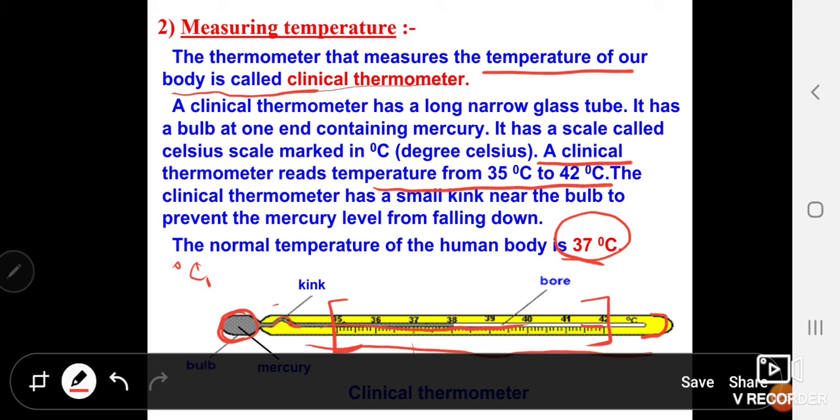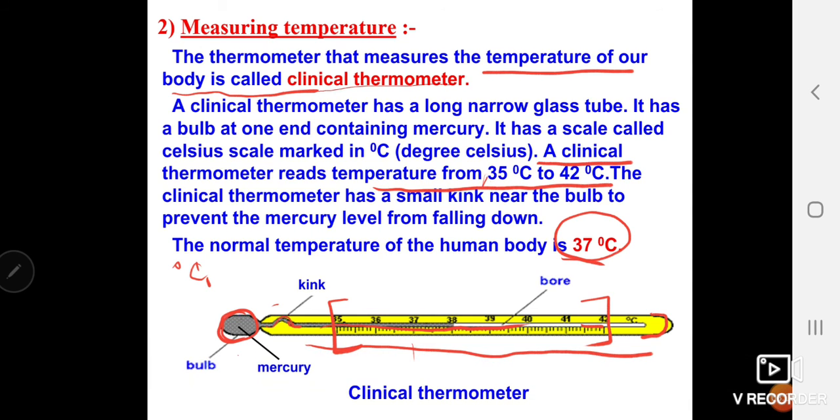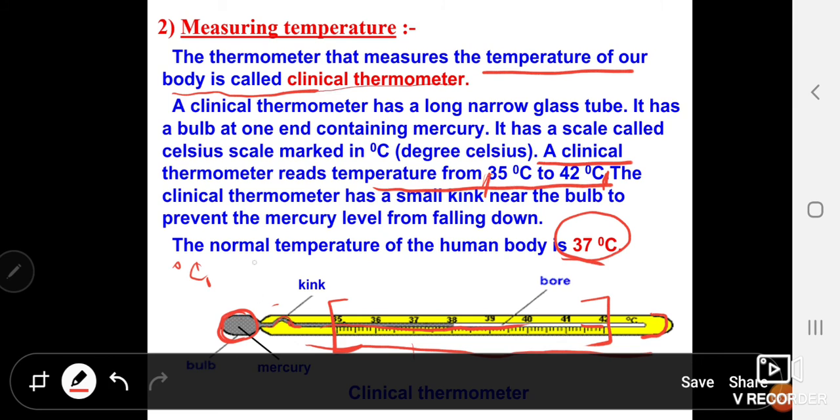In this class, what you learn about the clinical thermometer, the very important point is, this is a thermometer which measures the body temperature, and its temperature range starts from 35 degrees Celsius to 42 degrees Celsius, and always the normal temperature of the human body is 37 degrees Celsius.